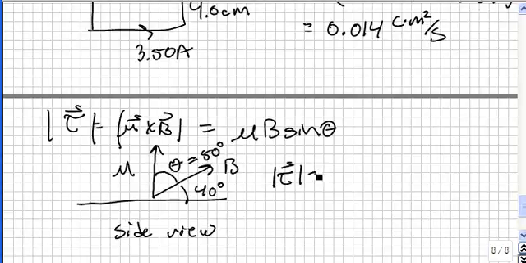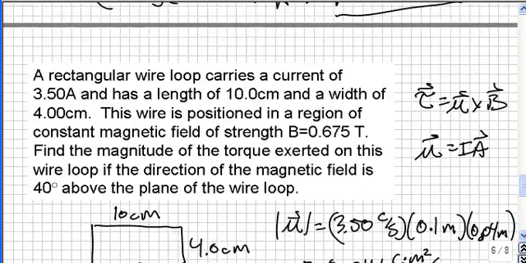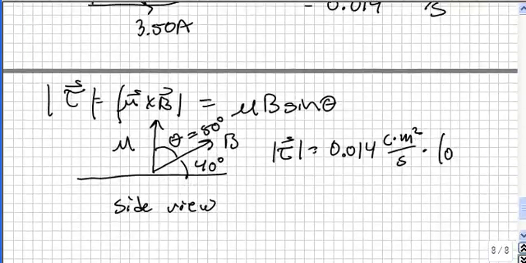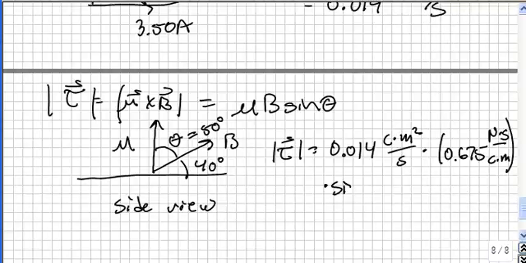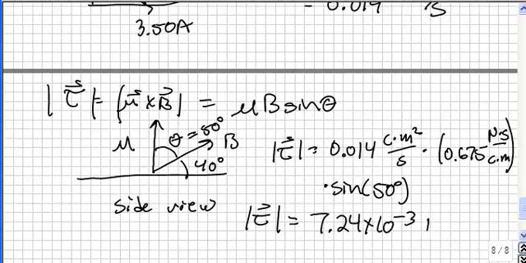Therefore, the torque in this case is equal to mu, 0.014 coulombs meter squared per second, times B. If we just look and see what that was, read the problem, it's 0.675 Tesla. So 0.675, and then for units, newtons seconds per coulomb meter, times sine, in this case, of 50 degrees. Work out those calculations, and we find the torque is 7.24 times 10 to the minus 3 Newton meters.